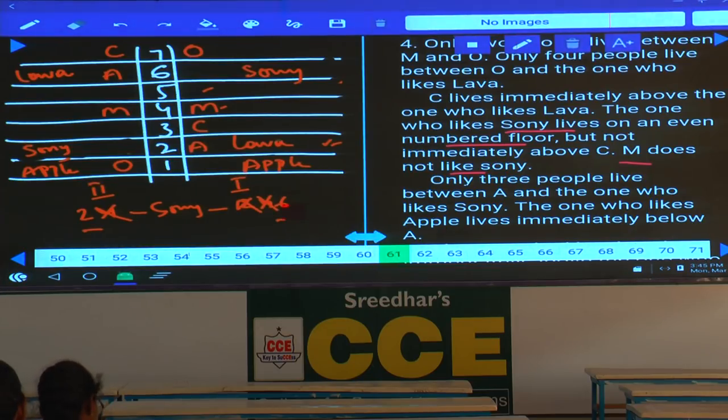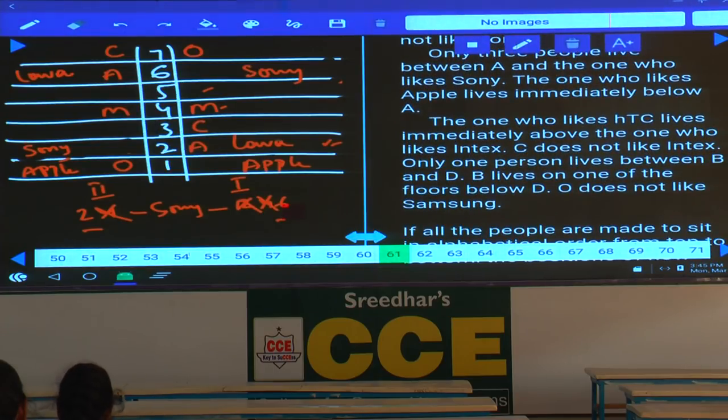Now, in between A and Sony, only 3 people live between A and the one who likes Sony. And the one who likes Apple lives immediately below A. In the first case, Apple on the first floor. And in the second case, the one who likes Apple must be on the 5th floor.